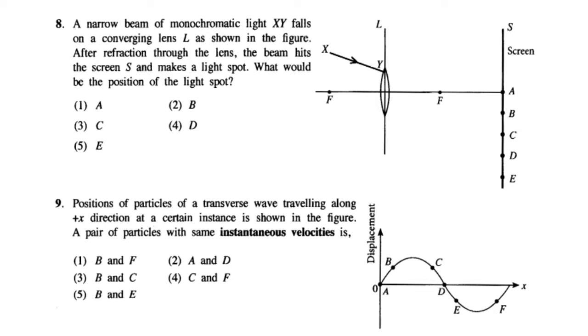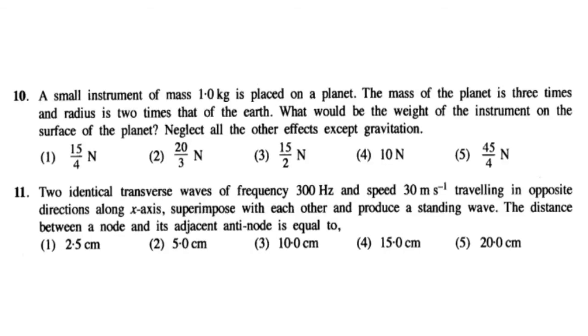If you think of the other points, C and E also have the same instantaneous velocity, but it is not in the answer. So the answer would be 1. Question number 10. A small instrument is placed on a planet. The mass of the planet is 3 times and radius is 2 times that of the Earth. They are asking for the weight of the instrument on the surface of the planet.